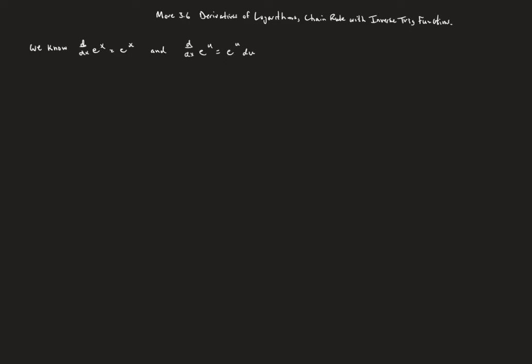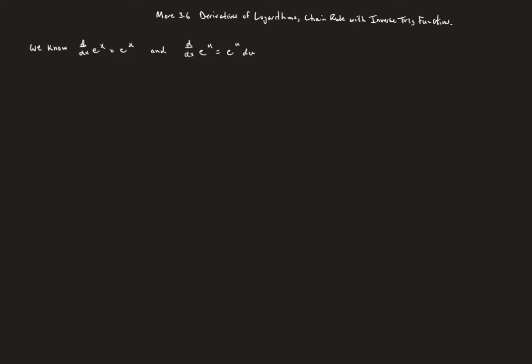In this video, we're going to talk about how to find the derivative of a logarithm, and we'll explore that a little bit, and then we'll do some more practice with inverse trig functions in the chain rule with them. So we know that the derivative of e to the x is e to the x. That's our favorite derivative. We know that the derivative of e to the u is e to the u times du. So that's our chain rule as applied to an exponential.